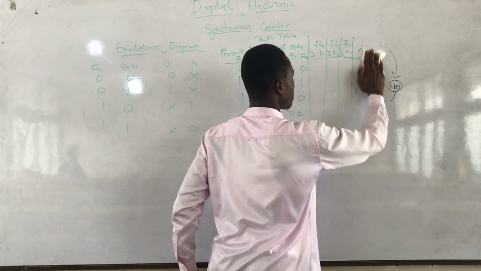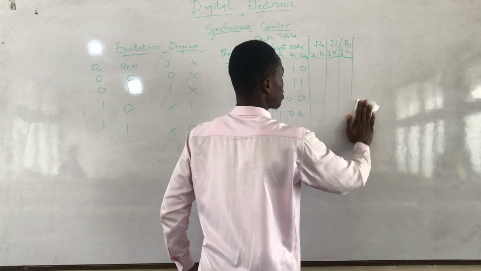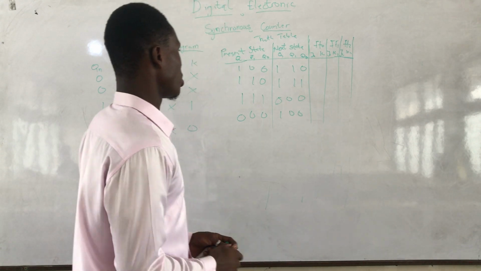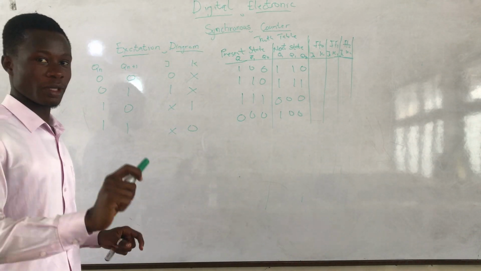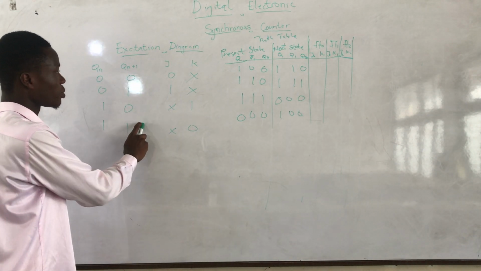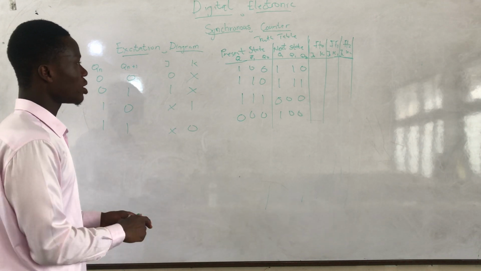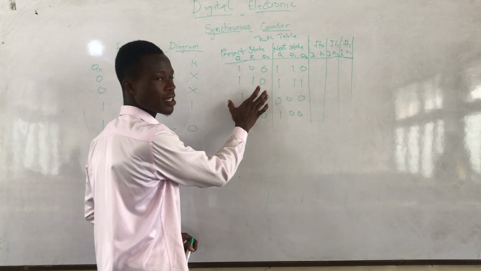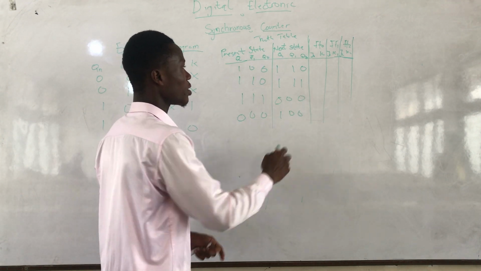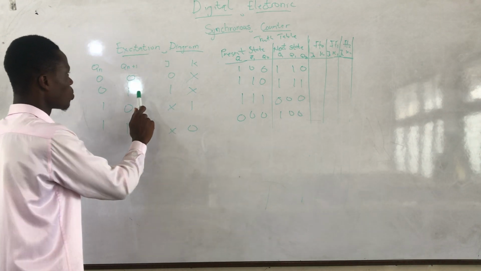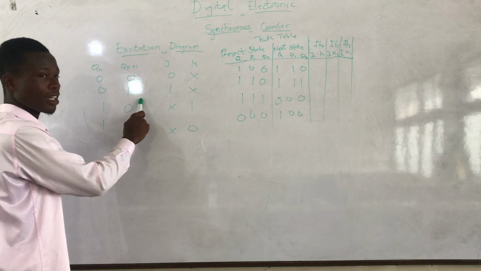Let me wipe out this stage diagram so we can get enough space. Okay, so this is the time that we can use the excitation table. So how would this excitation table help us in designing? We are having our present state and our next state. How to get our JK for the flip-flops is decided with the excitation diagram.